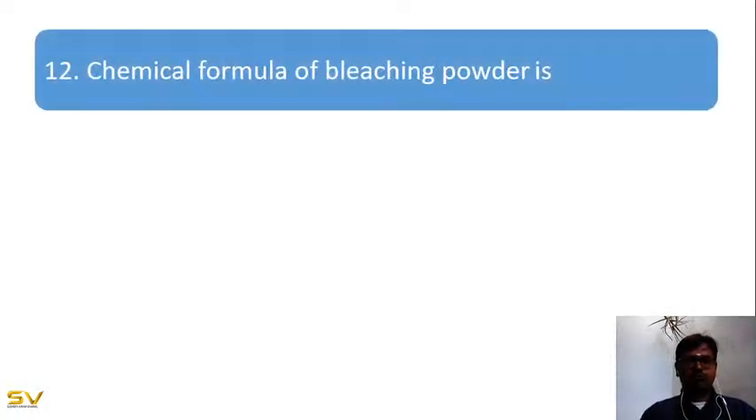Chemical formula of bleaching powder. What is the chemical formula of bleaching powder? Where do we use this bleaching powder? We use bleaching powder to bleach cotton and linen in the textile industry, wood pulp in paper industries, and it is used as an oxidizing agent. It is also used to prepare chloroform, and it's used to purify and disinfect water from germs. So that's about bleaching powder.